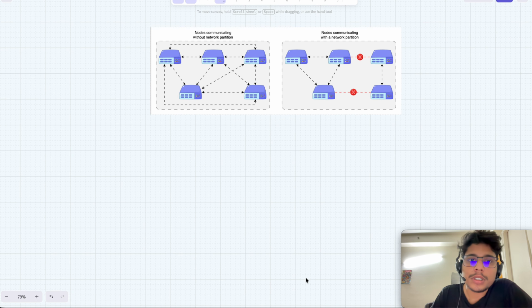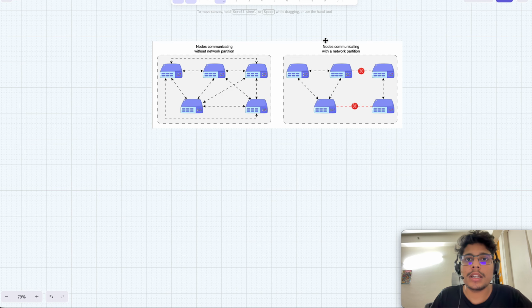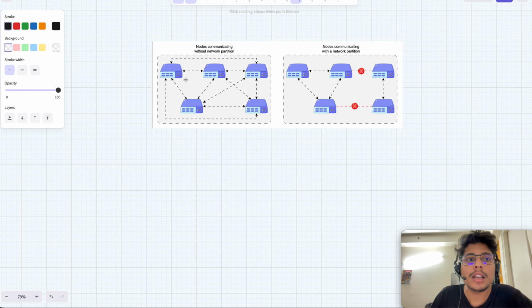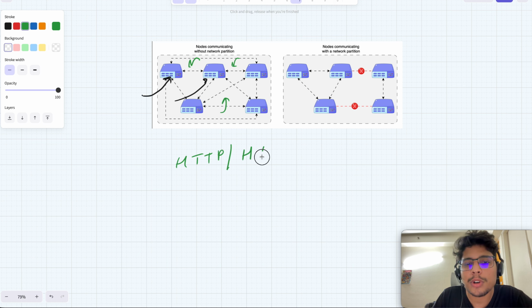So suppose these are the servers we have, server 1, server 2, and they communicate with each other through networks. The network calls use network protocols like HTTP. These are the protocols, but they communicate over the network, which is the internet, you can say.